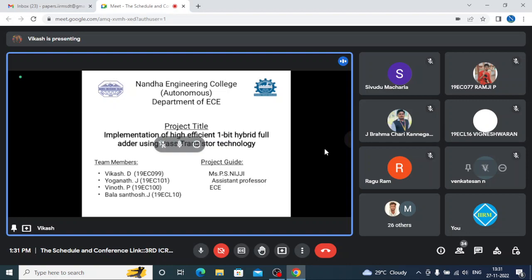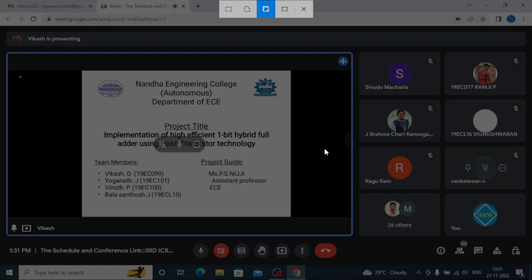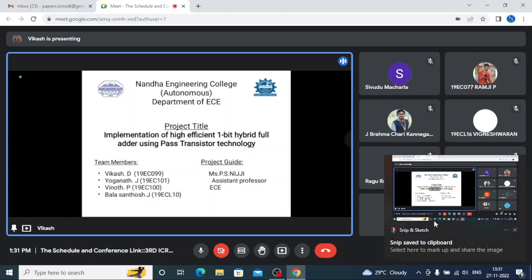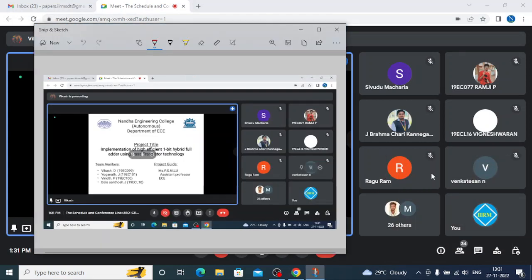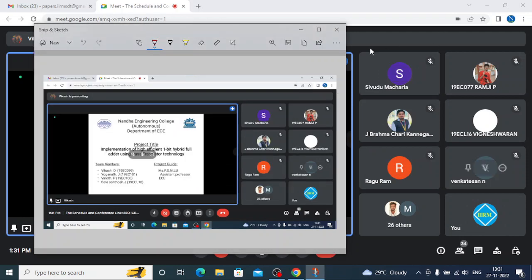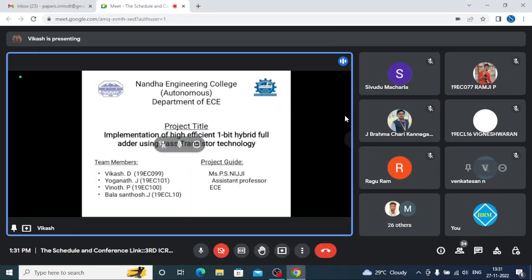I'm Vikas from Nanda Engineering College. I'm going to present a project about the implementation of a high-efficiency one-bit full adder using pass transistor technology. My team members are Yoganath, Vikas, Vinod, and Balasantosh. My project guide is Niji ma'am, assistant professor from Nanda Engineering College.